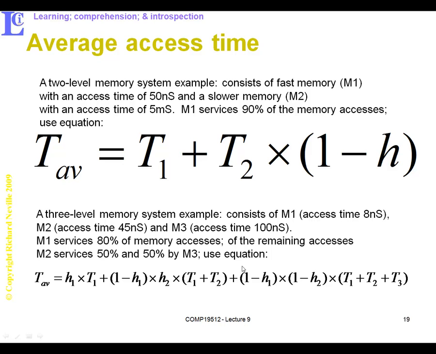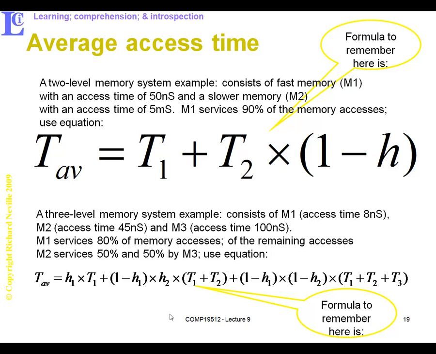You can do this as well for the 3-layer system, but we're not going to go into that at the moment. We'll move on from there. So this is the formula you'll probably have to use in the exam. And this one's for a 3-tier system, but you can actually see it's just an extension of this equation. So let's move on from there then.